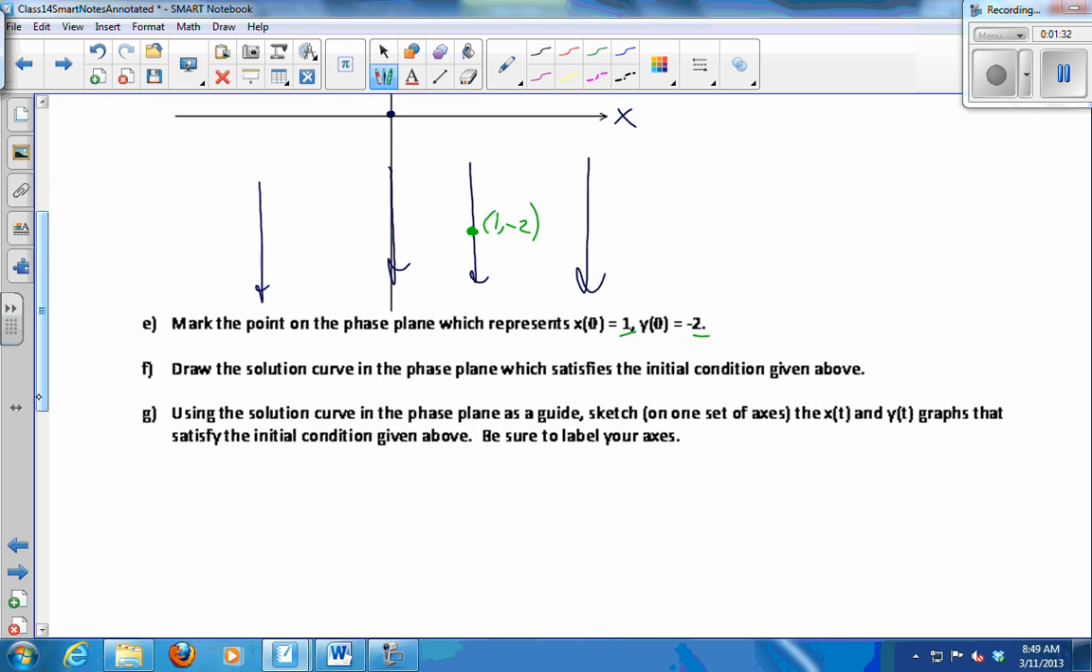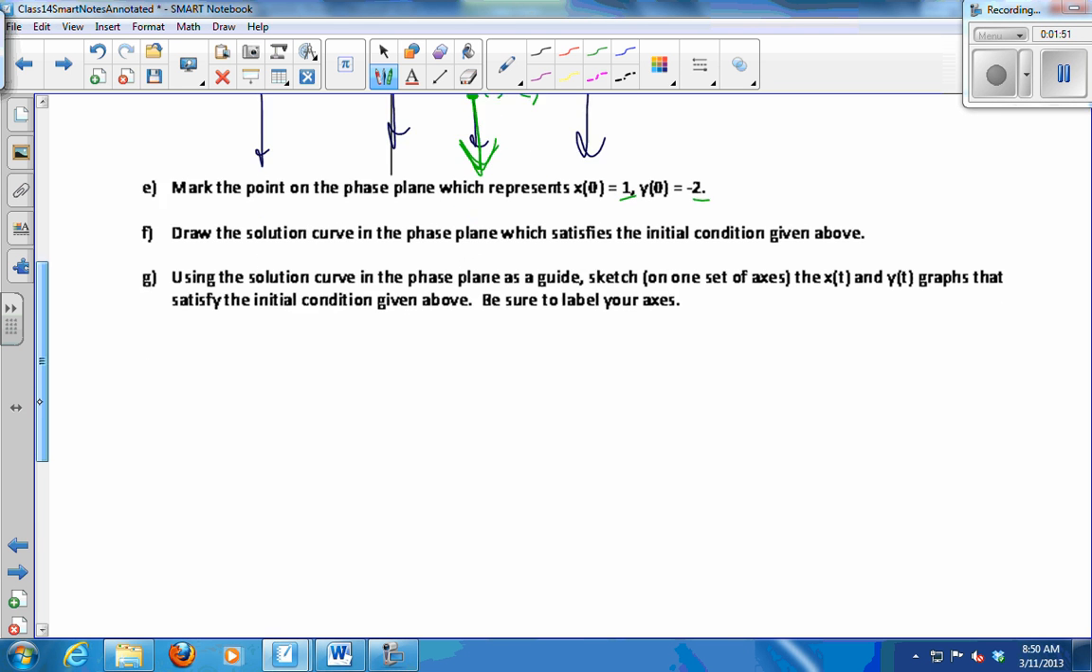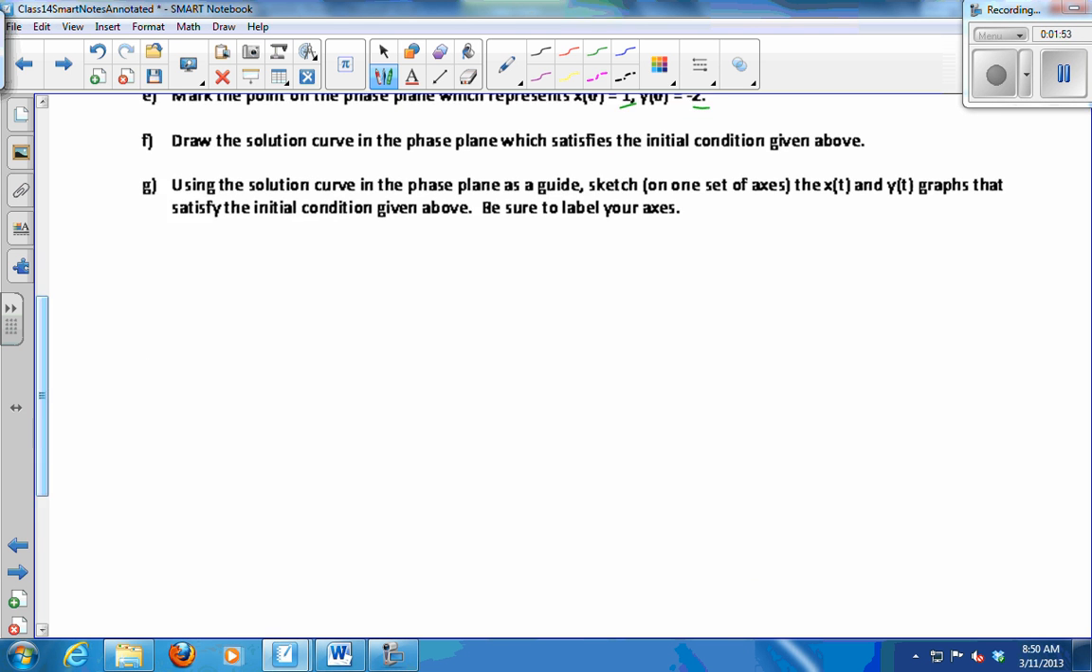And then draw the solution curve in the phase plane that satisfies that initial condition. It's that one. So using our solution curve in the phase plane, sketch on one set of axes, x of t and y of t that satisfy the initial condition. All right. So this is t for time.